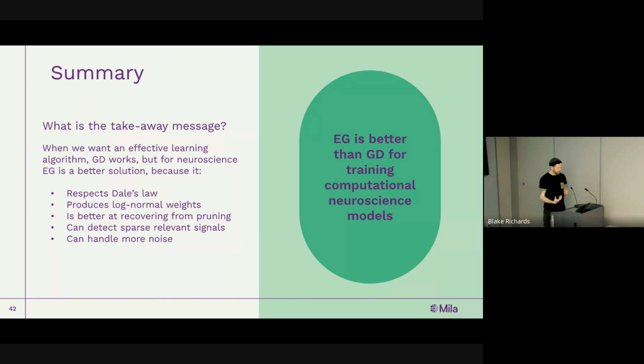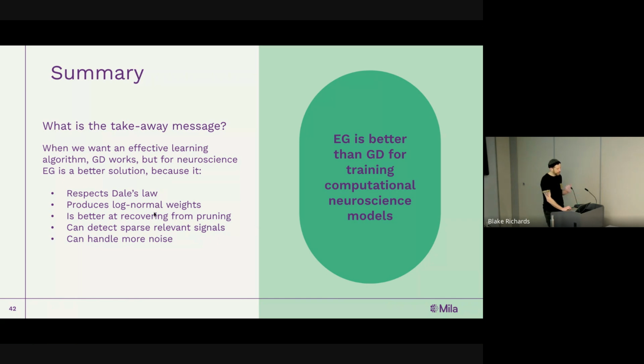As an initial step towards this, we have asked, can we at least use a learning algorithm, we didn't develop this learning algorithm, that is as effective as gradient descent, generally speaking, maybe even more effective in the conditions that we want to consider for computational neuroscience, but which has some of the nice phenomenological properties that we know from the brain. In particular, in this case, we were examining the principle of Dale's law. Does it produce log normal weight distributions? And can it recover from pruning? Can it detect sparse signals and handle noise?